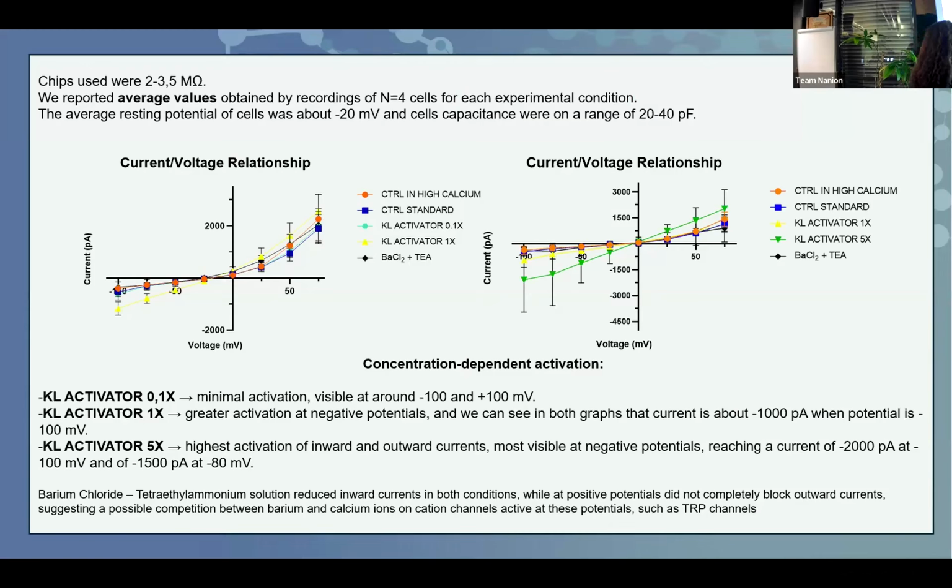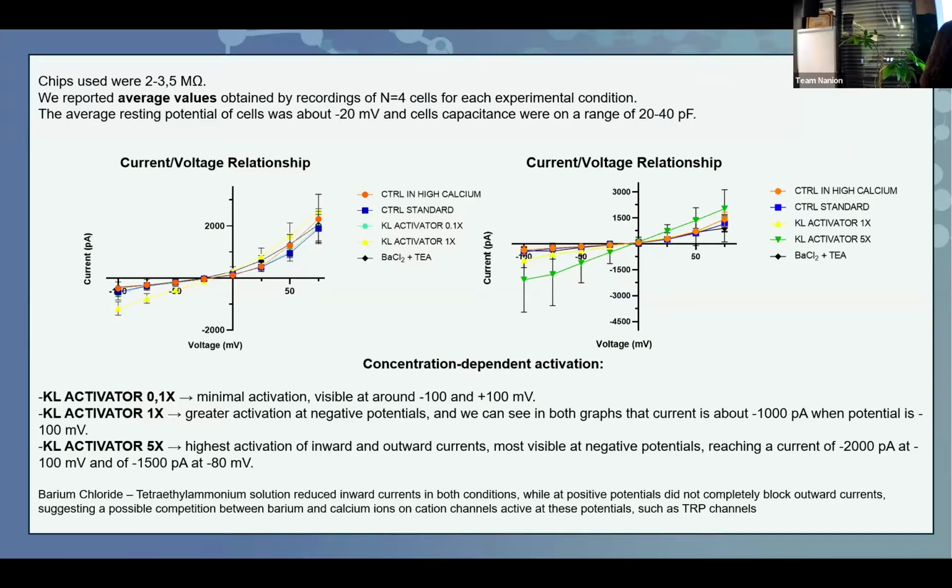We had the first condition where we tested Klotho activator at two different concentrations, 0.1x and 1x, and we saw an activation which was concentration dependent. And in the second condition, we also tested Klotho activator 1x and 5x, which was the highest concentration of this compound. In fact, we can see that with 0.1x, we have a minimal activation visible at around -100 and plus 100 millivolts.